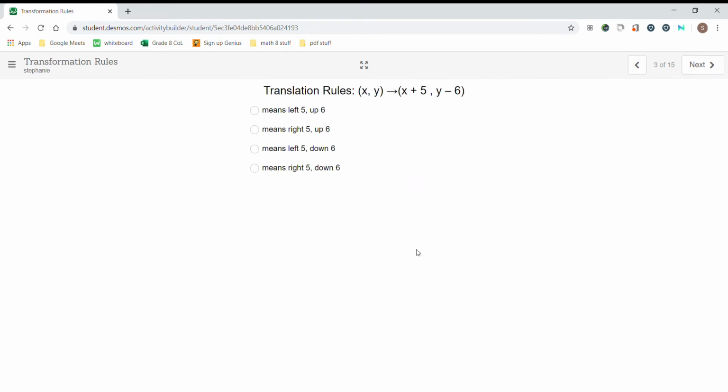All right, this next one says I have a point and I have X plus 5, Y minus 6. X plus 5, I'm increasing, so I'm moving to the right. So I'm moving right 5. So I either have right 5 up 6 or right 5 down 6. I'm going to look at Y minus 6. Minus 6 means I'm decreasing, so I'm going down.